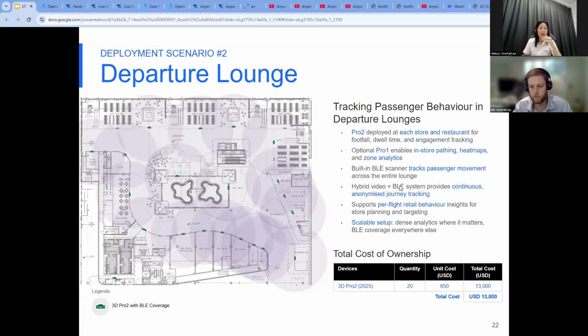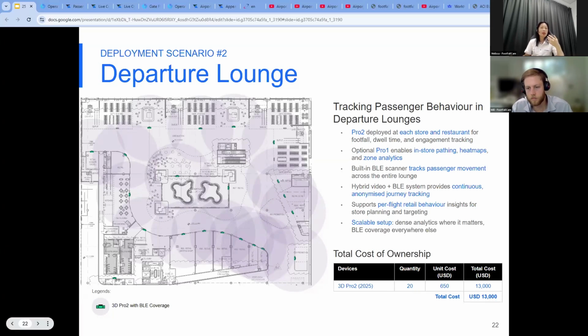So what that does is that we have the BLE scanner, the Bluetooth scanner. So we enable the passenger movement tracking across the entire lounge, as we mentioned just now. So even in areas without full video coverage, the BLE can cover effectively about a 30-meter diameter, as I mentioned, each of them. So for example, with 20 strategically placed Pro 2 units, we can cover up to 100,000 square meters. So this is more than enough for even the largest airport lounges, and at that cost.